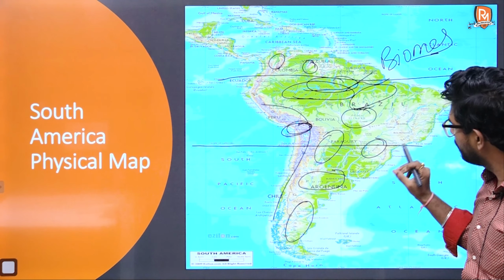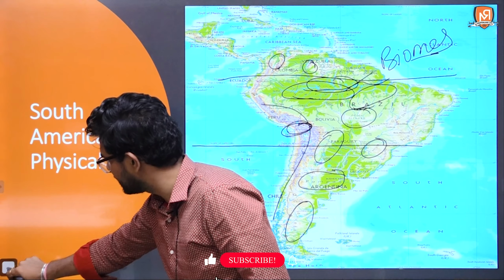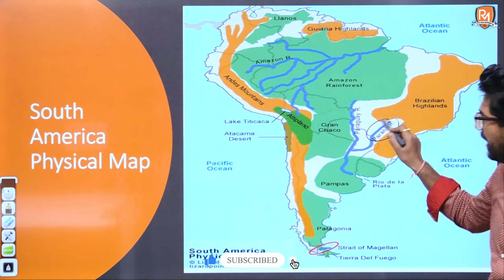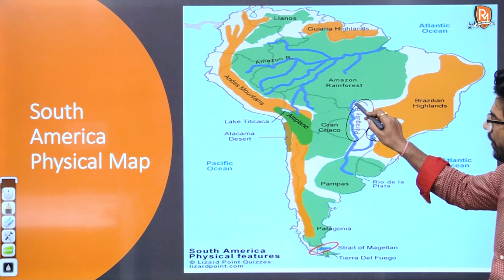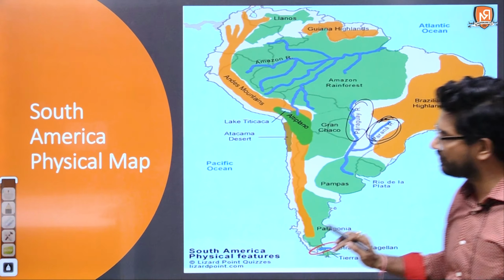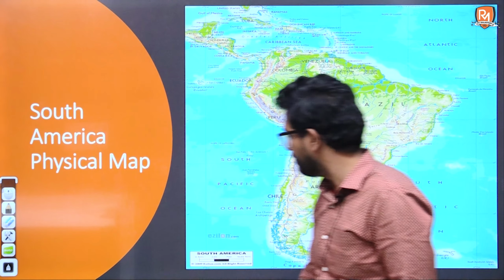And here we have two important rivers which I showed in the previous slide. Let's see those. One river is known as Parana and the other is known as Paraguay. So these two rivers are very important. You should remember these two rivers as well. Now that's it for the map work of South America.